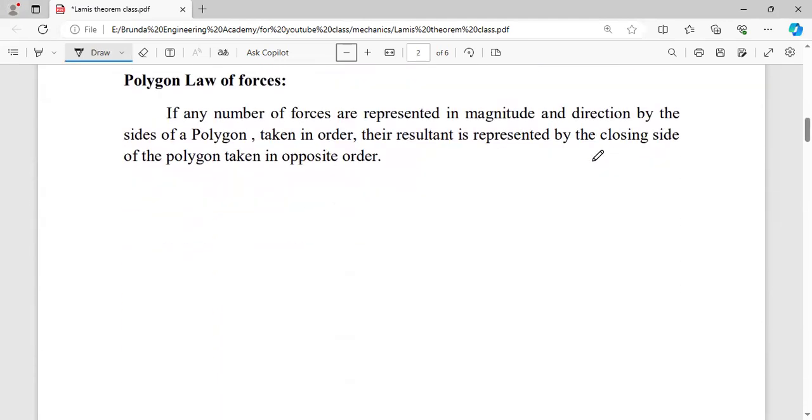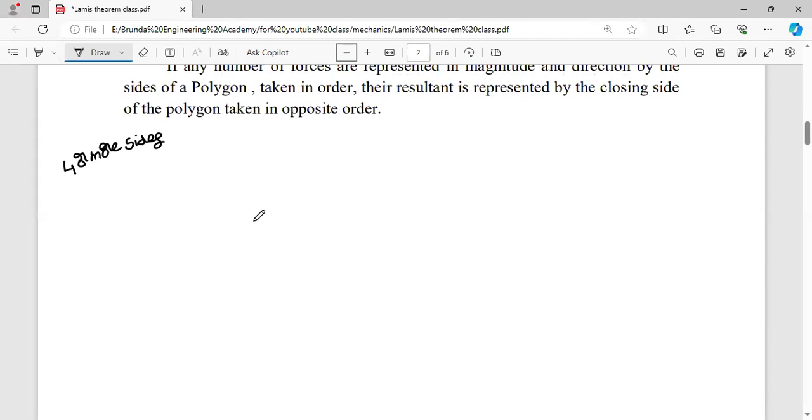Next, coming to the polygon law of forces. Actually, what is meant by a polygon? Any geometrical shape that has four or more sides is called a polygon. Now coming to the polygon law of forces: if any number of forces are represented in magnitude and direction. Suppose I am considering one body. Here the force is F1 and another force acting like this is F2, and here F3 and F4.